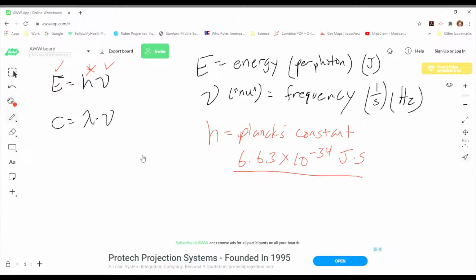Now let's take a look at the other equation. Once again, these are properties of waves, and since light is a wave, it would have these properties. How much energy each photon of light has is right here, and it's related to the frequency. The higher the frequency, the higher the energy. That's what Einstein found, that the energy is proportional to the frequency. It doesn't matter how many photons hit you at one time. The amount of energy per photon is based on the frequency.